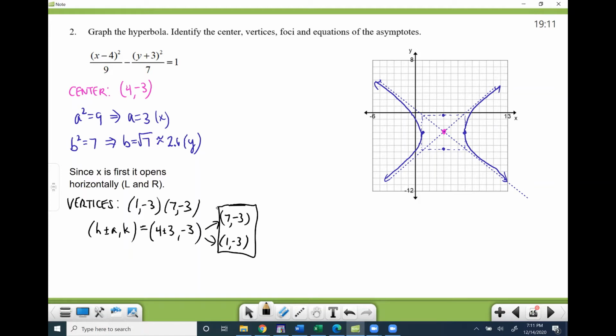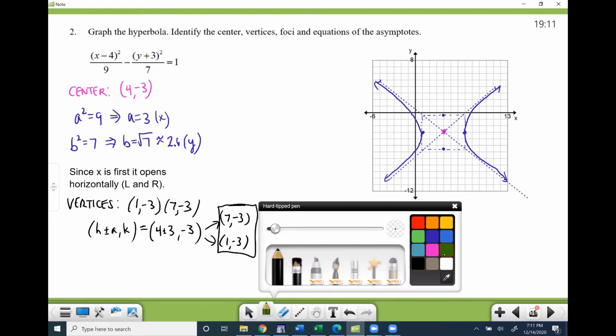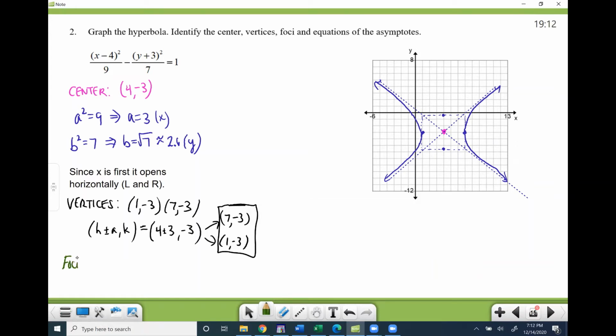So that's if you like the formulas. Let's say you're in a situation where you don't have a graph. Okay. All right, foci, same deal. They lie in the X direction too. So it seems like we should do it to the X.